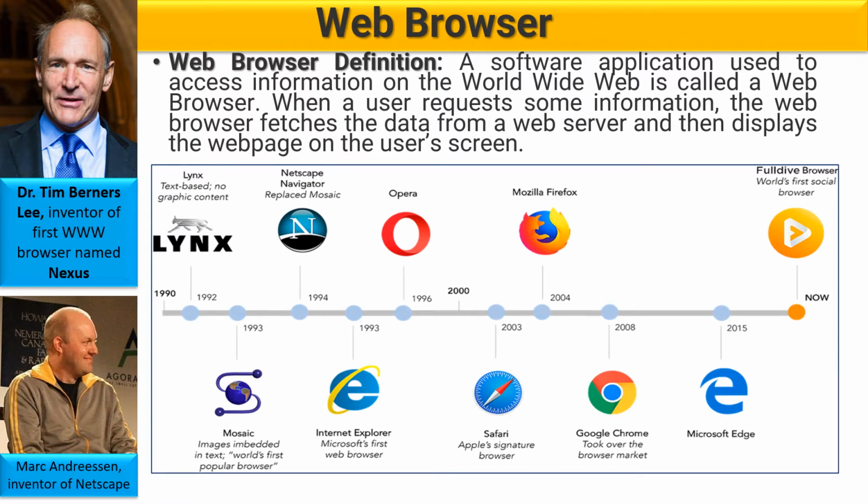Let us see the definition of a web browser. A software application used to access information on the World Wide Web is called a web browser. When a user requests some information, the web browser fetches the data from the web server and then displays the web page on the user screen.